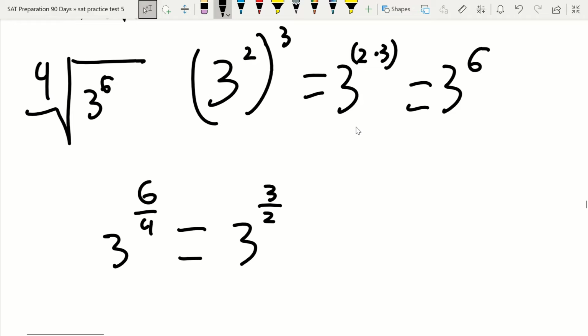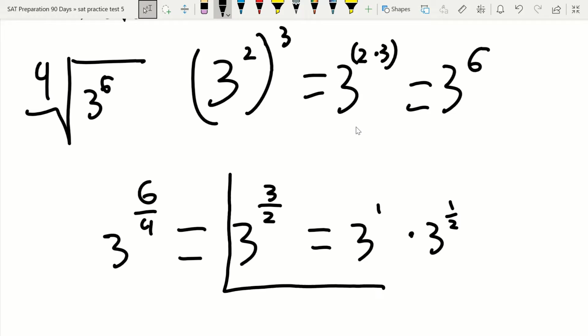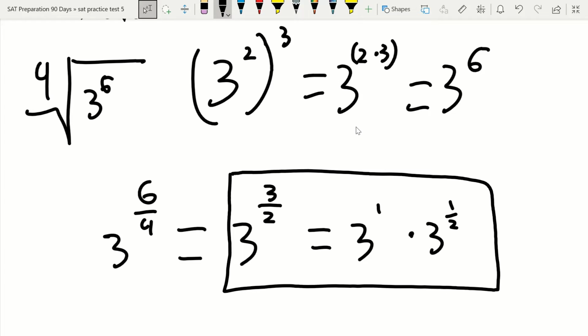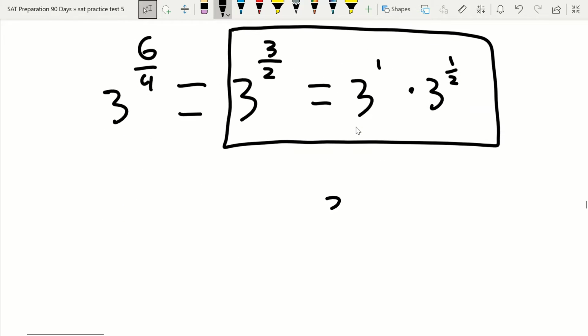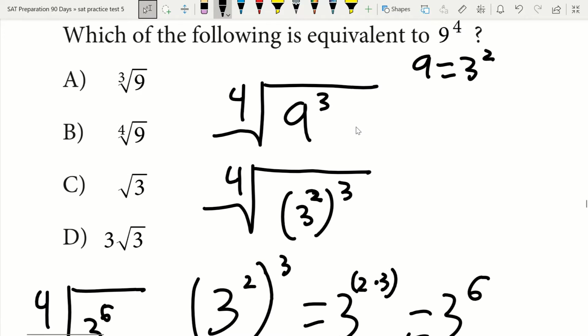So we have 3 to the power of 3 over 2. We know that that's going to be equal to 3 to the first power multiplied by 3 to the 1/2 power, since when we multiply with the same base, we add our exponents. Obviously, 3 to the 1/2 power is the square root of 3. So we're left with 3 times the square root of 3, which when we look at our answer choices, we see is answer choice D. So D will be our correct answer for this question.